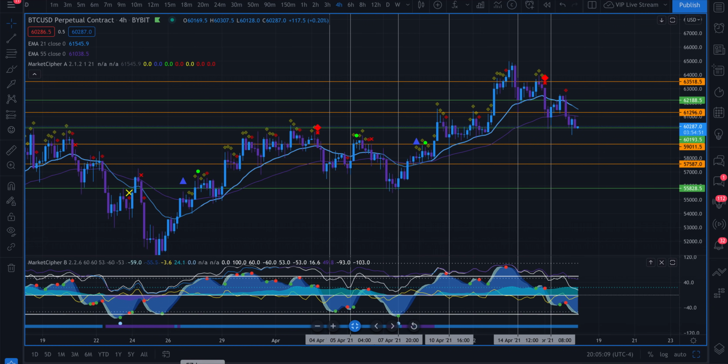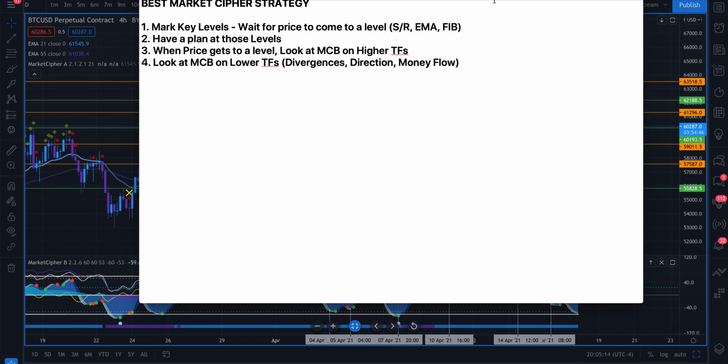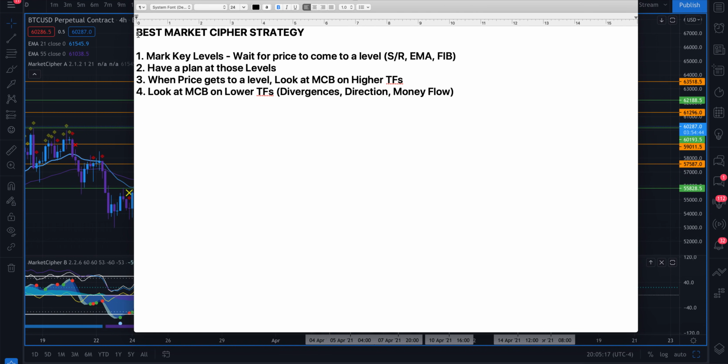So let us get into this strategy here, guys. So I have here the list of things that you're going to do, and I call this the best Market Cipher strategy because, again, this is the strategy that I like to use. It's not an algorithmic strategy like the 424 strategy, if you're familiar with that. This is going to take a little bit more analysis, and this is a more advanced strategy than the other ones that I have on my channel. If you're interested in seeing my other strategies, go to my channel, check out the Market Cipher tutorial playlist.